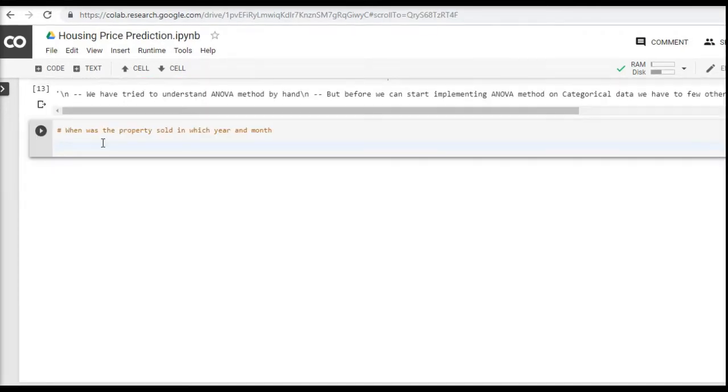Okay, so we have heard many times that as a property goes older, the price actually goes down. Now, is it really a fact, or is there actually a trend in that? Let's first look into that question. So how can we do that?